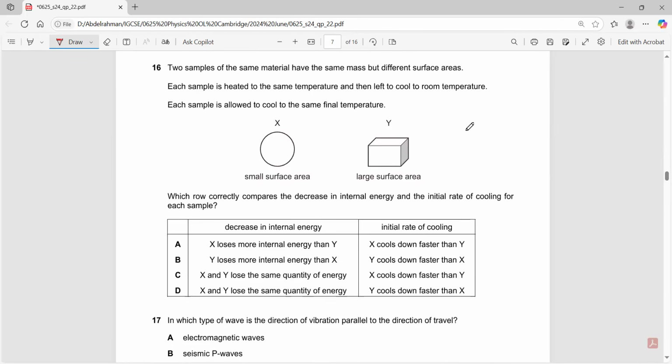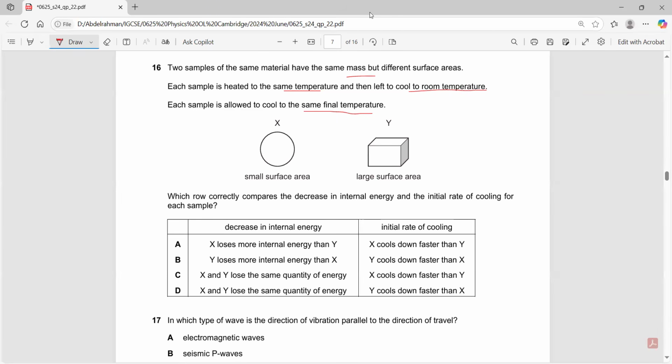Two samples of the same material have the same mass but different surface areas. Each sample is heated to the same temperature and then left to cool to room temperature. So both of them have the same mass. They are heated to the same initial temperature and then finally have the same final temperature, which is the room temperature. Each sample is allowed to cool to the same final temperature. Which row correctly compares the decrease in the internal energy and the initial rate of cooling for each sample?